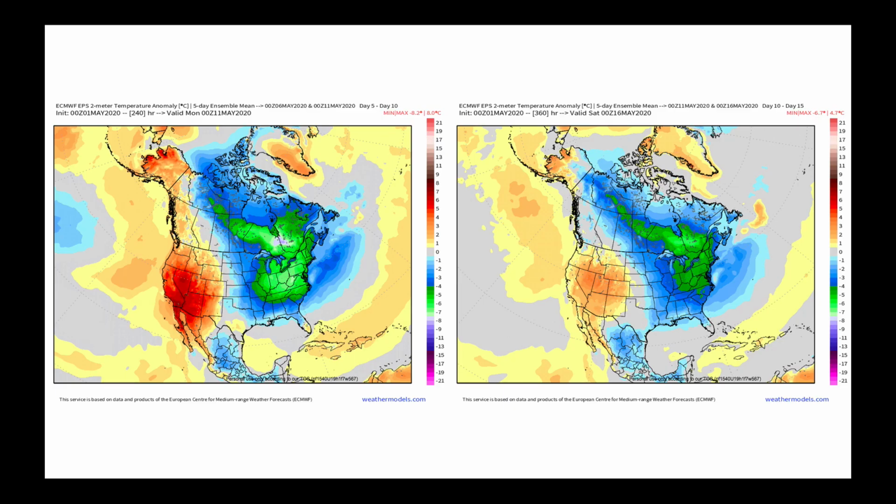Going beyond that, this is now day 5 through 10 and day 10 through 15 from the European model, and we don't really break away. So we're going to be accumulating quite a bit of heat. For some crops, the rapid accumulation of this heat is very good. This will also work to pretty quickly melt the snow in the mountains. So we're going to have to watch that carefully as well.